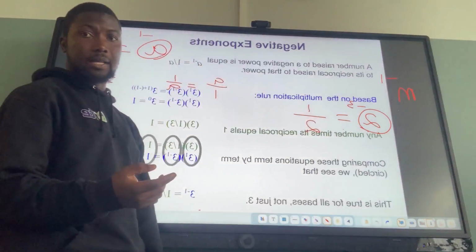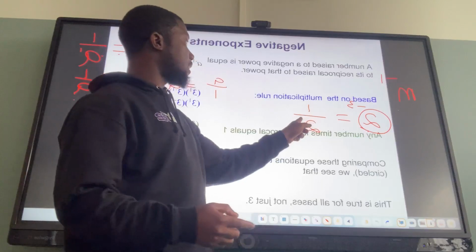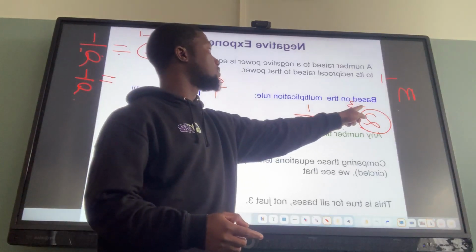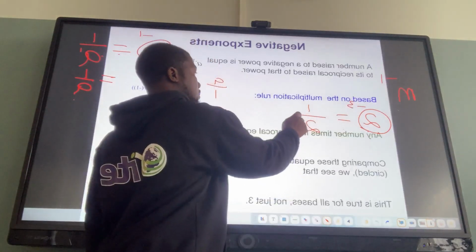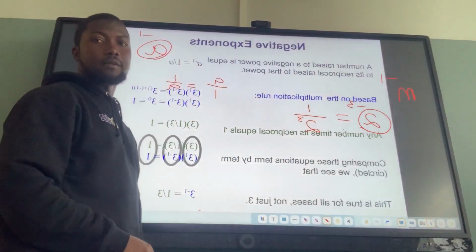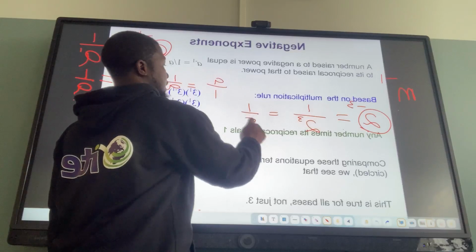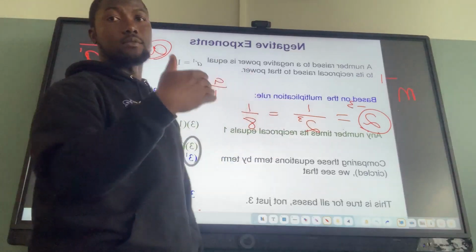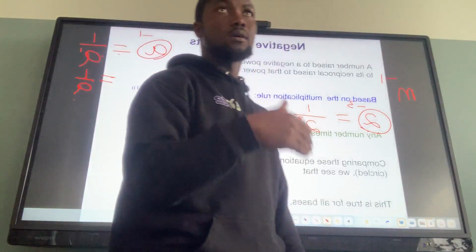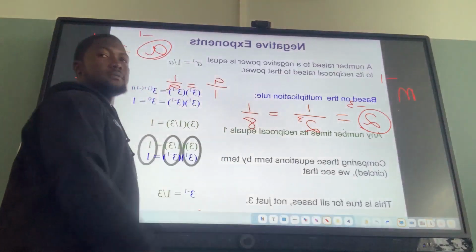After reciprocating it, the power comes there to 2, but the power now does not become negative. It becomes positive. So what you have is 1 over 2 to the power 3, and that is 1 over 8. 2 to the power 3 means 2 times 2 times 2. And 2 times 2 times 2 is 8.